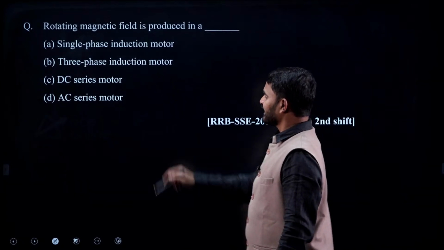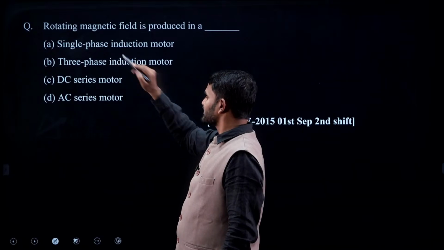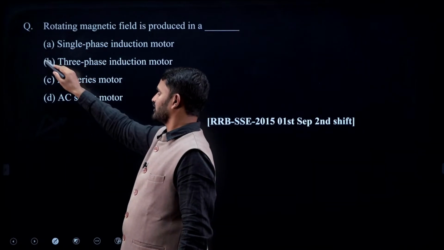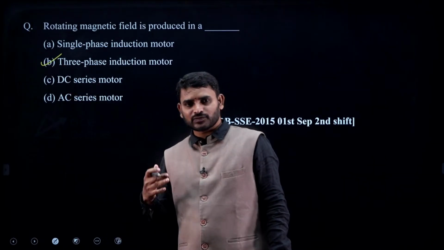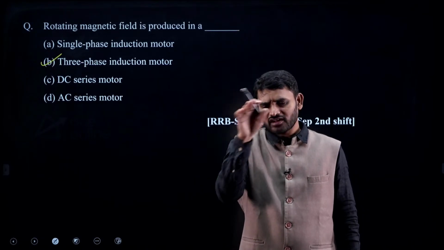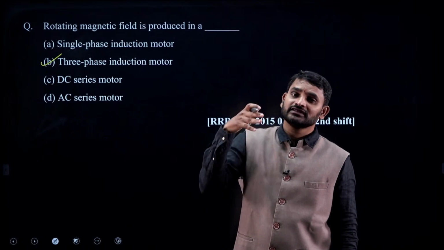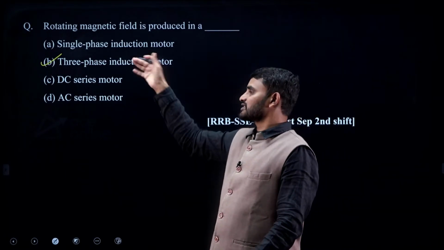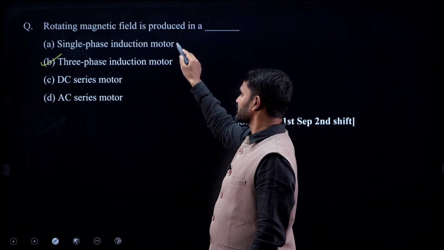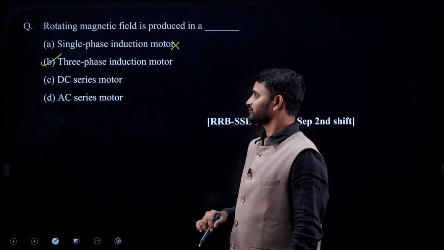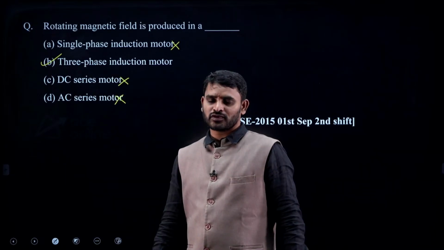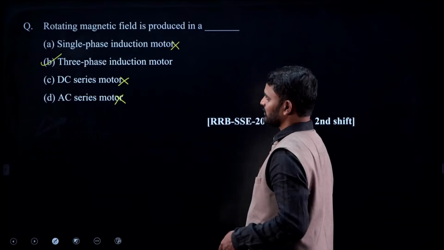Look at this one. A rotating magnetic field is produced in a single phase induction motor, a 3-phase induction motor, a DC series motor, or an AC series motor? If you want to get a rotating magnetic field, 3 windings must be arranged in a circular manner at 120 degrees, and they should carry 3-phase currents, which is not available in a single phase winding. So you cannot expect a rotating magnetic field in a single phase induction machine. It is also not possible in a DC series motor or an AC series motor. So the best possible answer is the 3-phase induction motor.